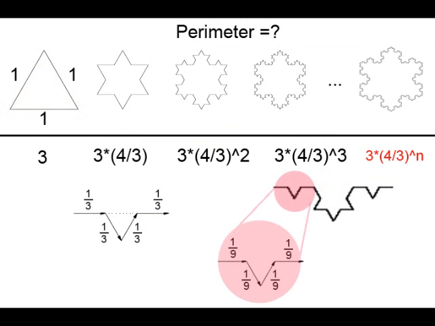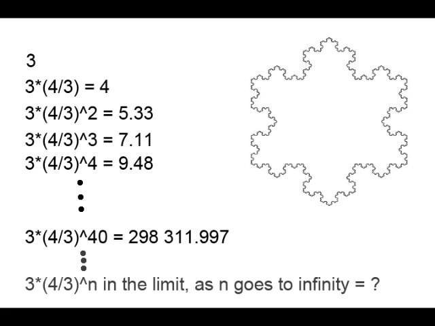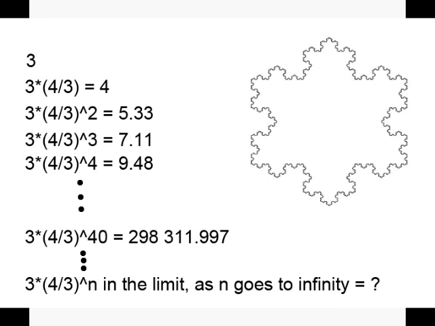You can convince yourself that in the next iteration the perimeter will become 3 times (4/3)^3, and 3 times (4/3)^4, etc. Basically, the general formula for the perimeter is 3 times (4/3)^n, where n is the iteration number. But the Koch snowflake is defined as the shape you get if you do this infinitely many times. So what then is the total perimeter of the Koch snowflake? But more mathematically, what is the limit of 3 times (4/3)^n as n goes to infinity? So some of you may have guessed it, it's infinity. In other words, the perimeter of the Koch snowflake is infinite.